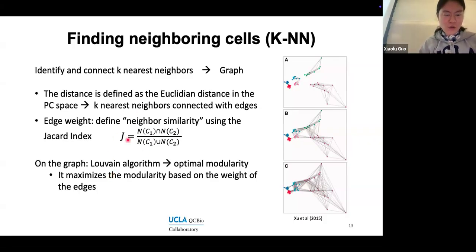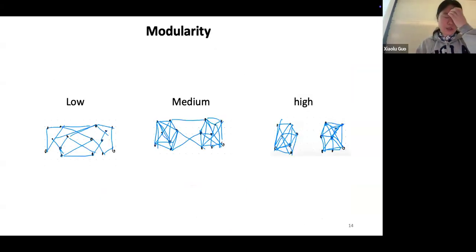Then we have a weighted graph. For each edge in the graph, we also have the weight. Based on that, we can use the Louvain algorithm, and that algorithm can optimize the modularity for each cluster, for each community. So it maximizes the modularity based on the weight of the edges. And so, a quick understanding of what modularity is.